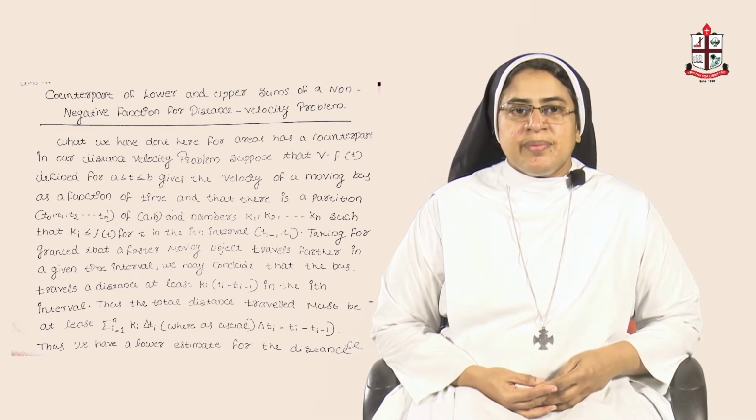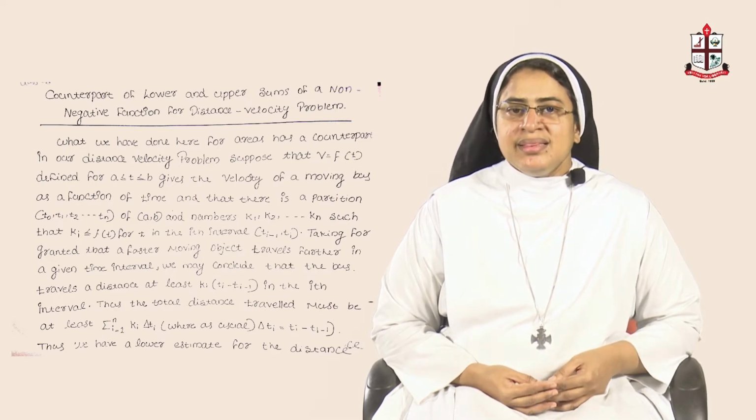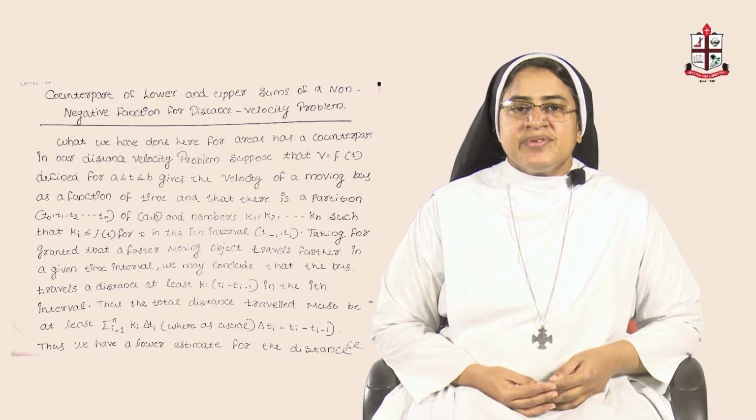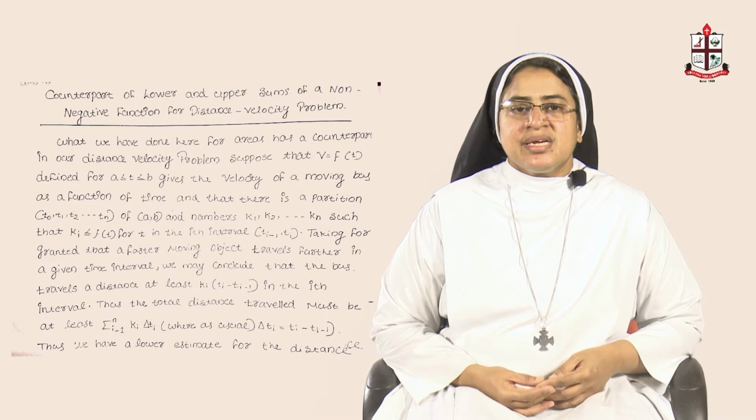It gives the velocity of a moving bus as a function of time, and we are choosing a partition t0, t1, t2, etc. tn, a set of points of the closed interval [a, b], and the numbers k1, k2, etc. kn such that ki is less than or equal to f of t for t in the given interval [ti minus 1, ti]. Taking for granted that a faster moving object travels further in a given interval, we may conclude that the bus travels a distance at least ki times (ti minus ti minus 1) in the ith interval.